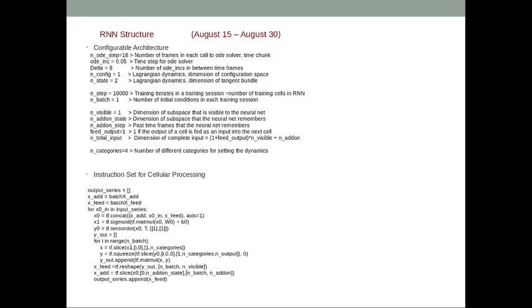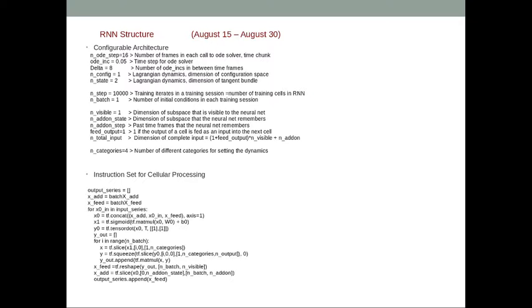So the RNN structure, what does it have? It has a configurable architecture. By that, I mean you're able to configure the system with parameters, and I'll go through those parameters in just a moment. And then you also have an instruction set for cellular processing. We fixed this instruction set, but a user with knowledge could go ahead and write his own instruction set as he pleases.